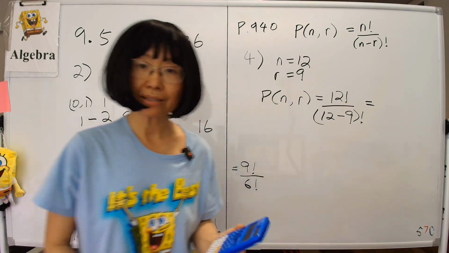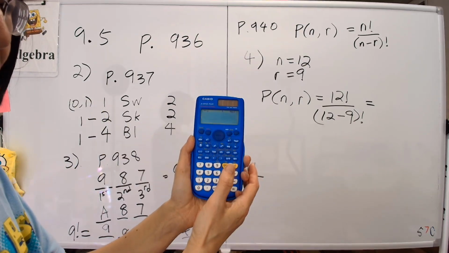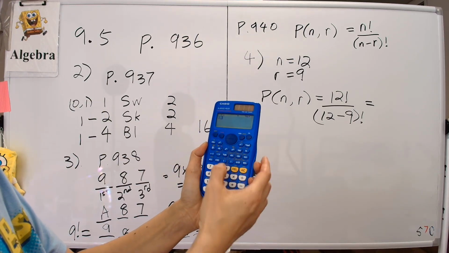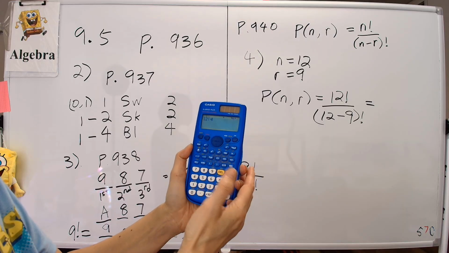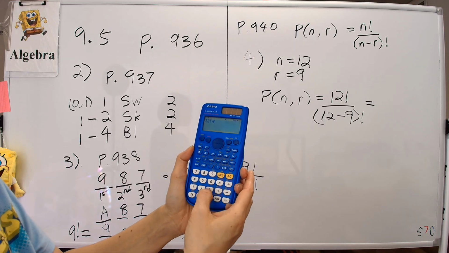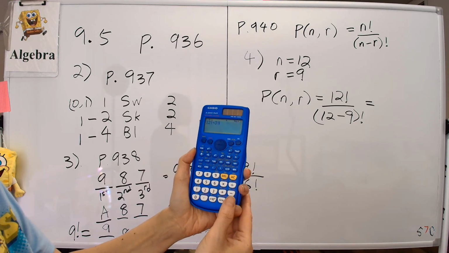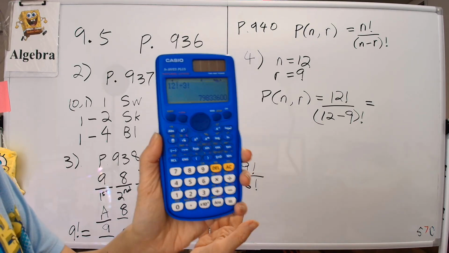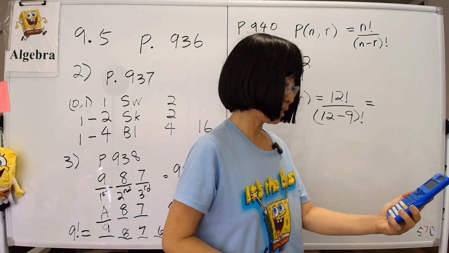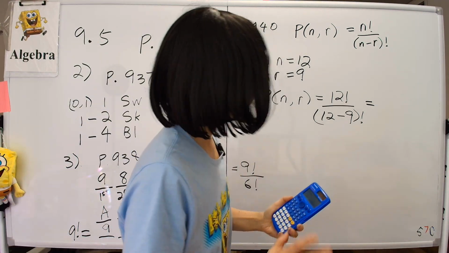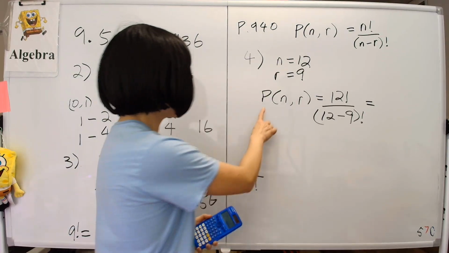Now to calculate that, let's do this. We have, let's see, 12 factorial divided by 12 minus 9, which is 3, divided by 3 factorial, which is just 6, but we'll type it in anyway. And that equals whatever the book says. Okay, the 79 whatever, million? Yeah, etc.